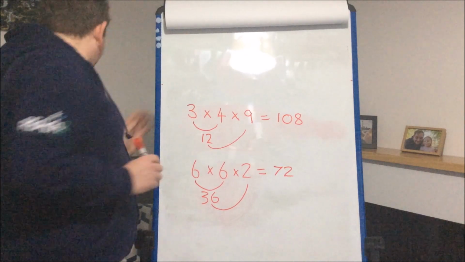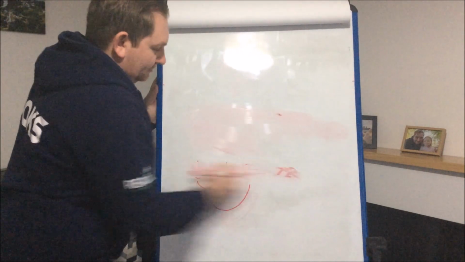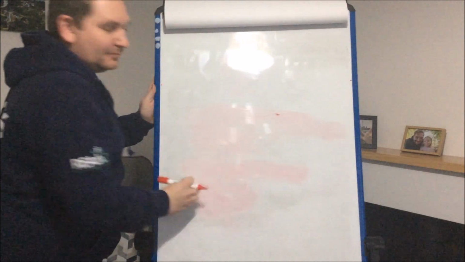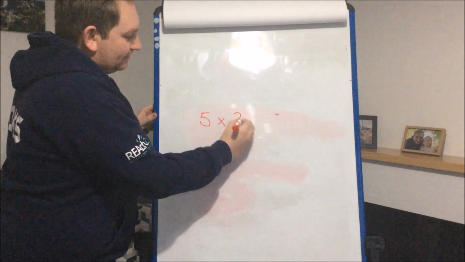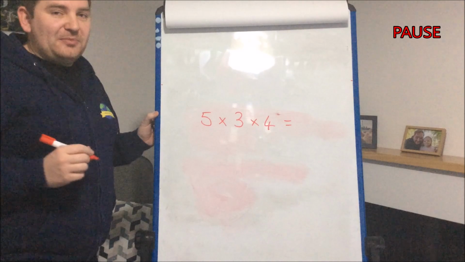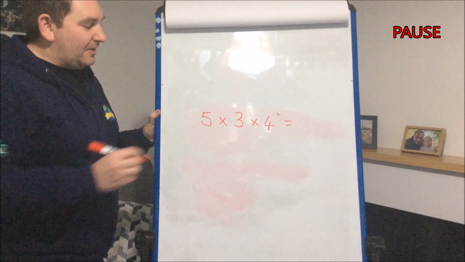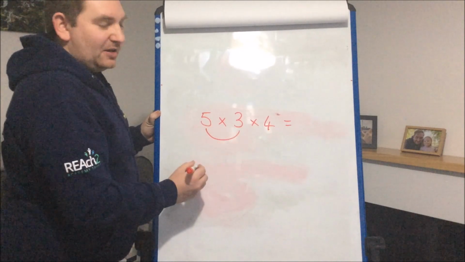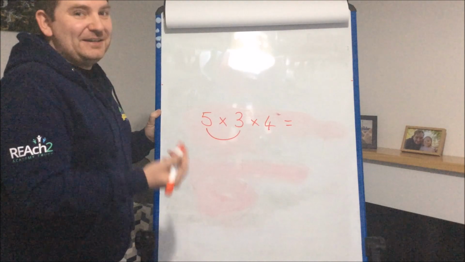We will do one final question. Five times 3 times 4. Have a go, pause the video. Okay, so 15 times 3. That's given away the answer. 5 times 3 is 15.